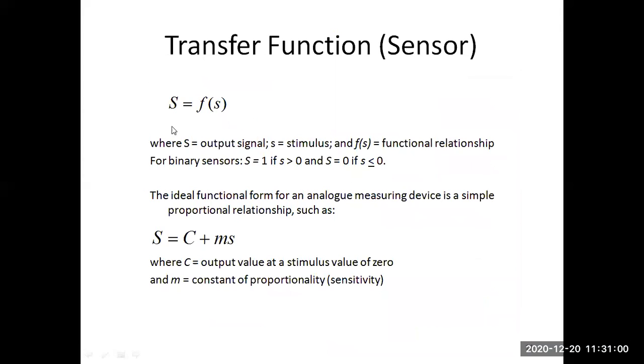Okay. So this is just a very simple representation of the transfer function of a sensor. So the output of the sensor is just a function of the stimulus, and the output can be, for very simple cases, just high or low, or 1 or 0, to indicate that something is occurring or not. It can also be a very linear function. Again, this is a very simple representation of the output of a sensor, and the C is the output value at some stimulus value of 0, and it can be just proportional to some input stimulus. Or it can be some other complex function of the stimulus.